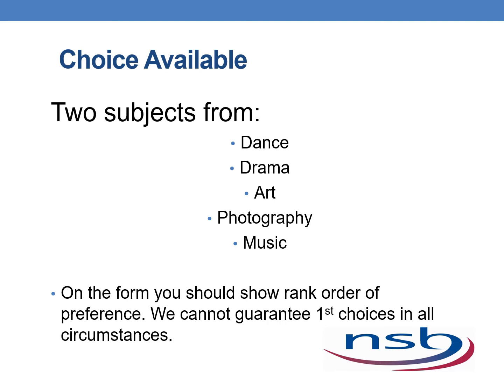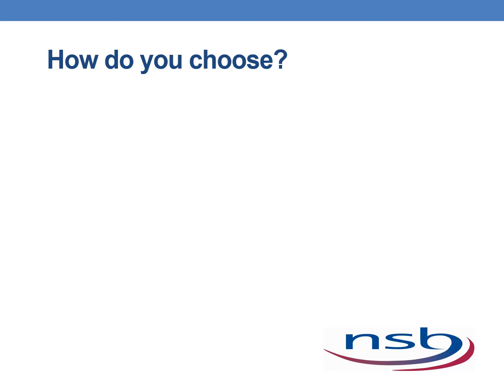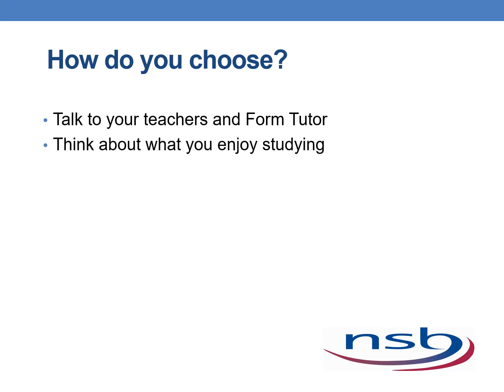So on the form, as I've already said, you're going to show a rank order of preference, and we can't guarantee first choices. So how should you choose? Students should talk to teachers and their form tutor to see what they think their progress is like and if they think that a certain subject should be suitable. Teachers will not ever say you can't do a subject or you must do a subject, but they will give you an indication based on your progress so far on how well suited you are for certain subjects.